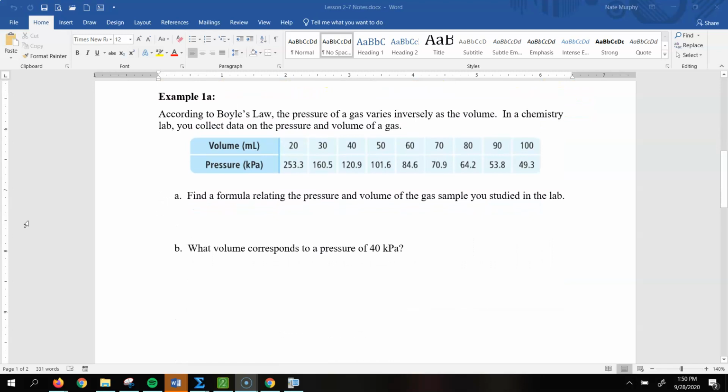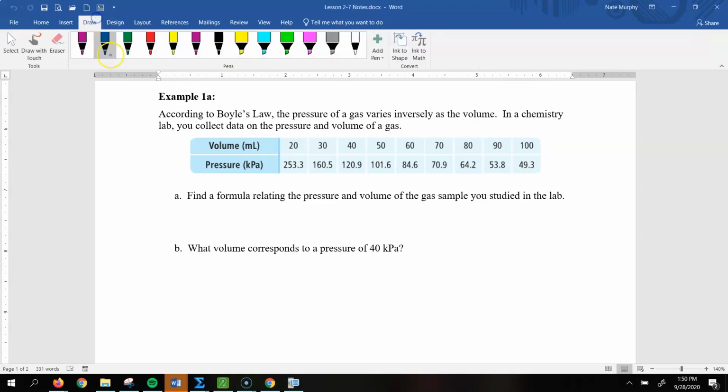So here it says, according to Boyle's law, the pressure of a gas varies inversely as the volume. In a chemistry lab, you collect data on the pressure and volume of a gas. All right, let's stop there for a second. When we're dealing with these problems, it's important to note what it says. Right now it doesn't seem like that big of a deal, but after the second half of the lesson it will. So here it's just saying the pressure of a gas varies inversely as the volume.